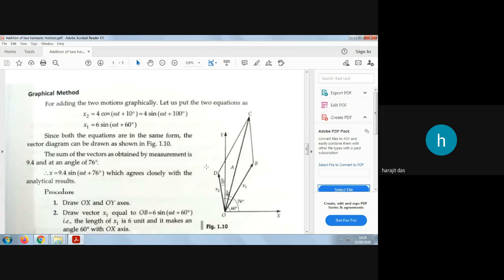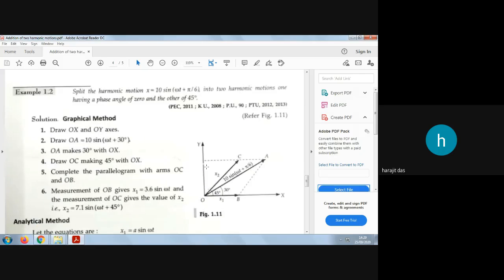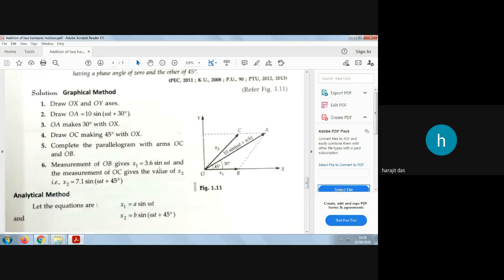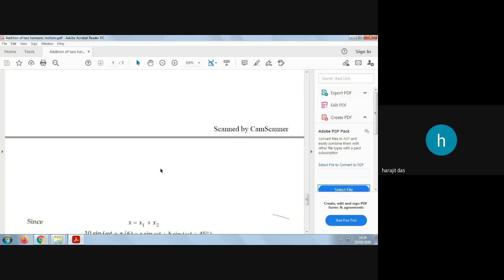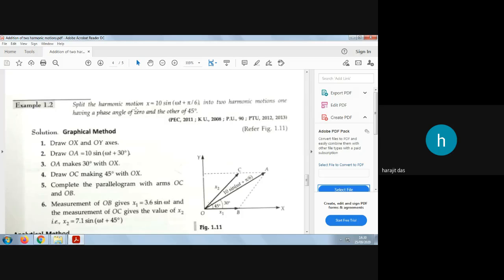There is another example, which I will share with you. Just by using the same concept, you will be able to plot this one. This is one homework for you. The solution is also there, so you can add these two given vectors, and you will be able to get the resultant, the magnitude of the amplitude, and the angle.